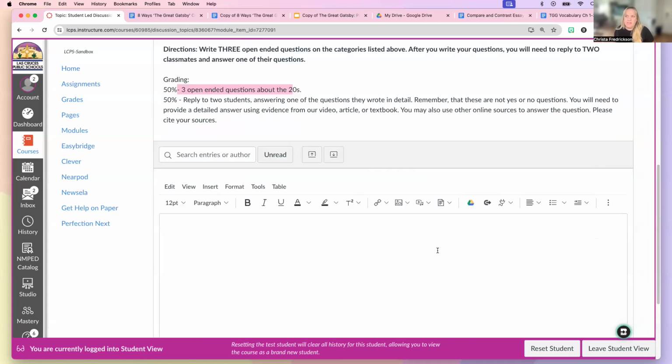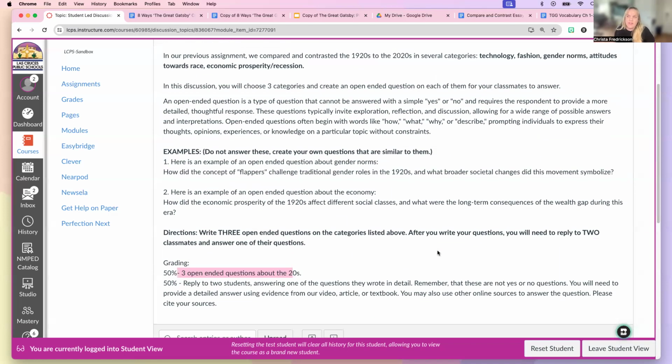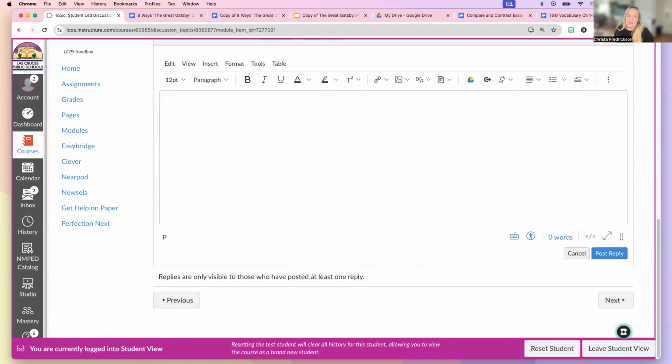If you have any questions, please let me know. If you want to look at some more open-ended questions, just look at any essay question in your textbook or any essay questions online. That might help you to get some ideas, but I do want you to come up with original open-ended questions for this assignment.